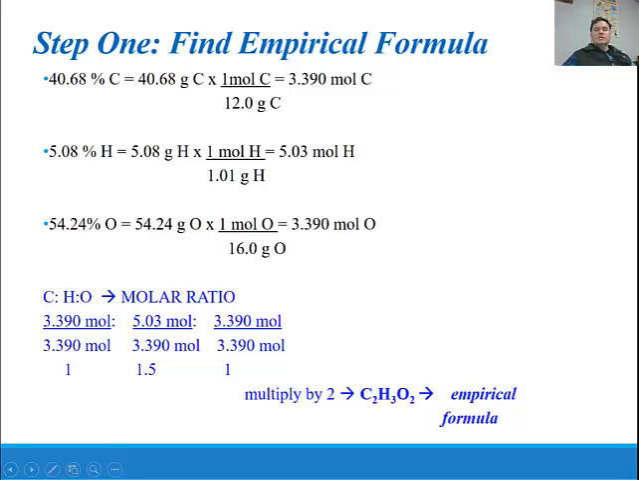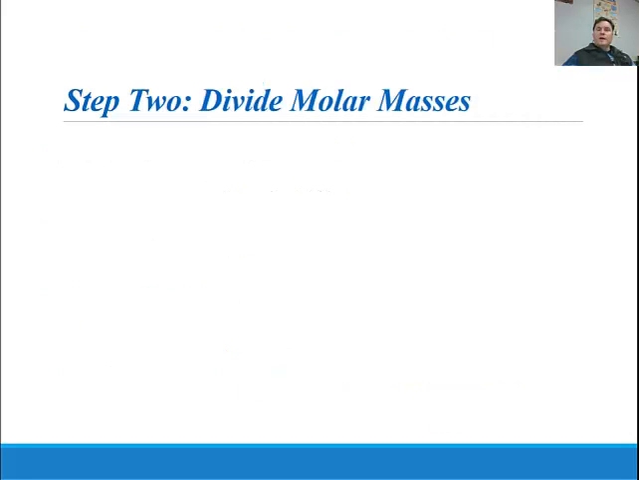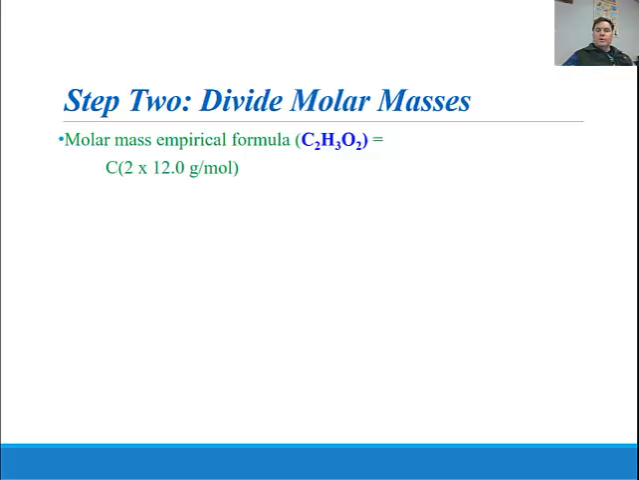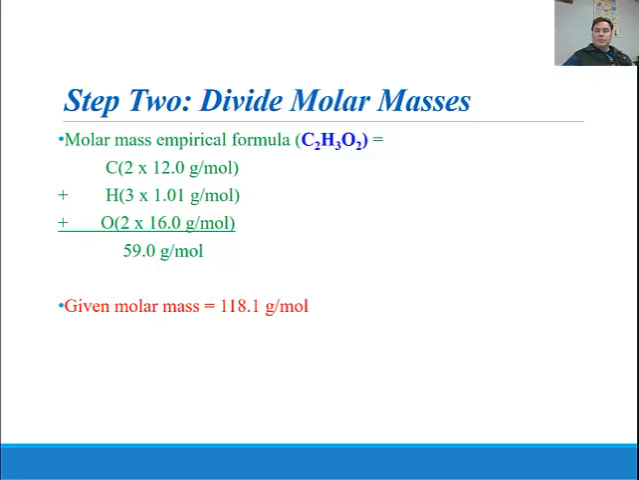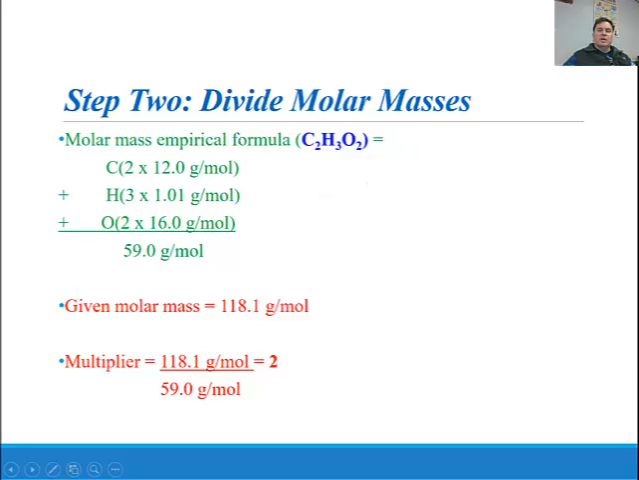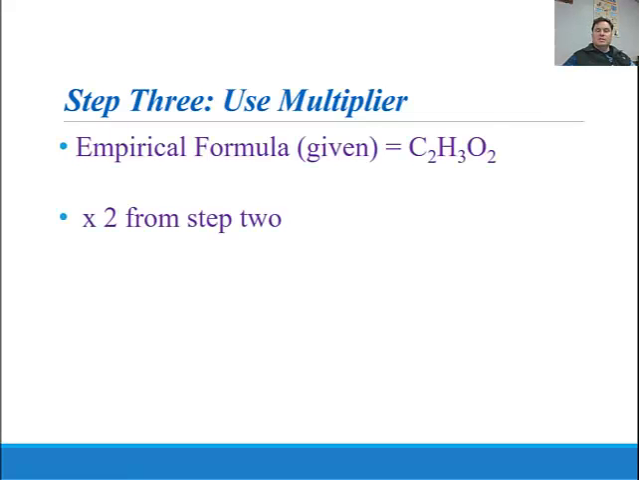Pretty easy. Step 2 now, we're going to find the molecular formula. First thing we need to do, they gave us the molar mass of the molecular formula. We need to find the molar mass of our empirical formula. We've done that already, it comes up to 59.0 grams per mole. Divide the molar mass that they gave us of the molecular formula, which is 118.2, by 59.01. And once again, as in our previous example, you're going to get a multiplier of 2. Now I'm going to multiply my empirical formula, all my subscripts, by 2, and I should end up with C4H6O4.